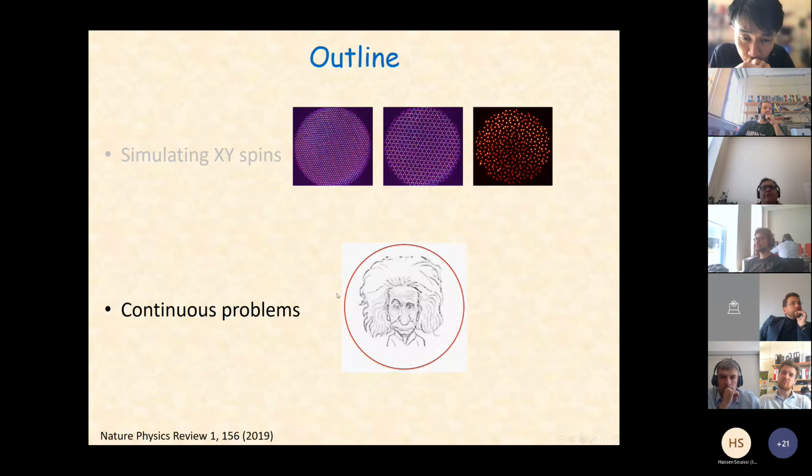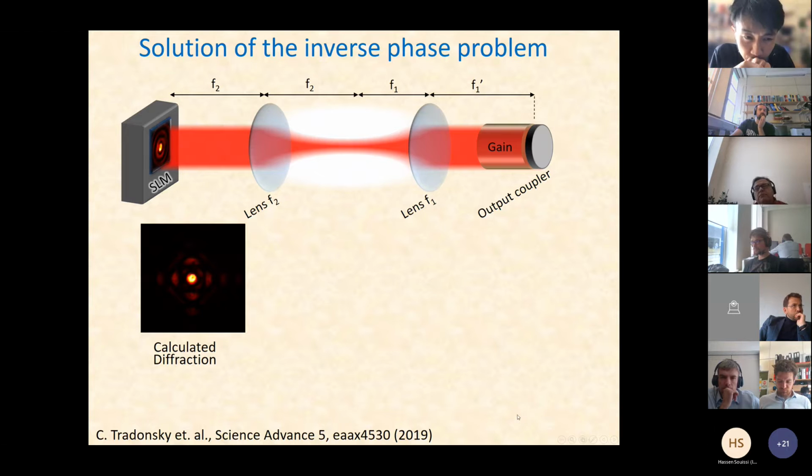And I just want to give you a taste of this continuous problem. So I'll just show you one of them. Now we don't have spins. So we just remove this mask, and we have this continuous field that we control with the intracavity spatial light modulator. And we look for problems. And we have like four or five problems that we solve, and I'll just show you one, which I think is a bit surprising. So the problem we want to solve is called the inverse phase problem.